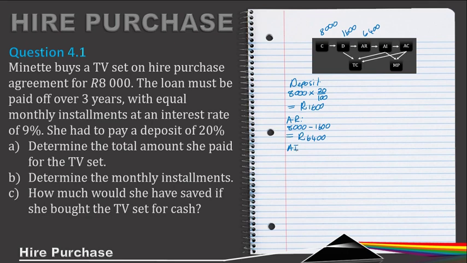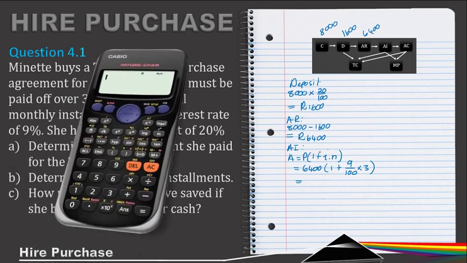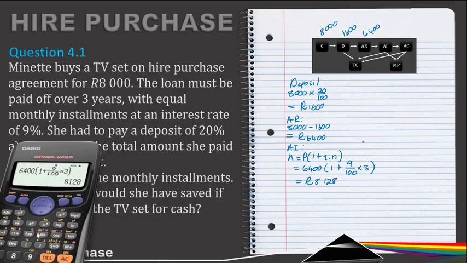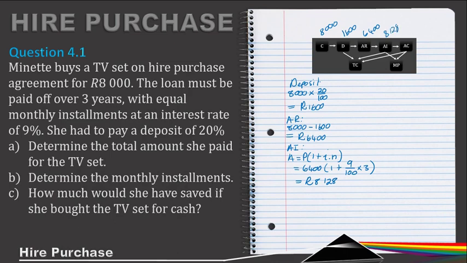So amount plus the interest is then again the simple interest formula, and substituting that in, 6,400 times 1 plus the interest, which is 9%, so that's 9 over 100 times the number of years, which is 3 years, and then just typing that in. So this gives us 8,128 Rand. Okay, now we can see there's no additional cost, so this is just going to be 0.